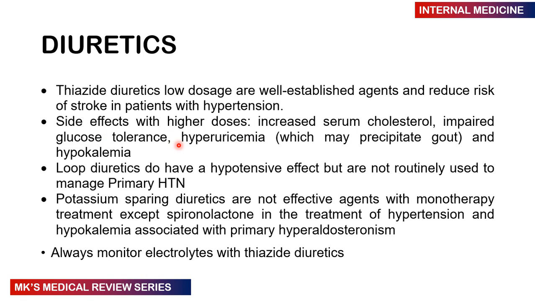Then the loop diuretics do have a quite hypotensive effect, and they are not really routinely used for management of primary hypertension. We sometimes do use the potassium-sparing diuretics, but we don't use them as monotherapy. We only use them in the treatment of patients that have hypertension and hypokalemia with primary hyperaldosteronemia. Often they are combined with other drugs. Then, of course, we should monitor the electrolytes, especially when using the thiazide diuretics.